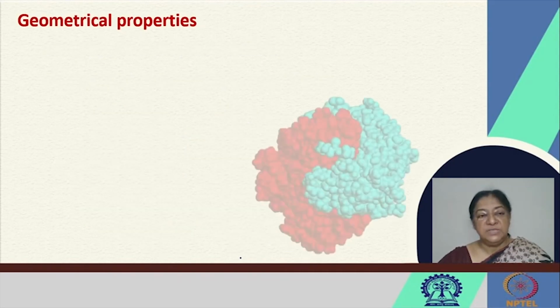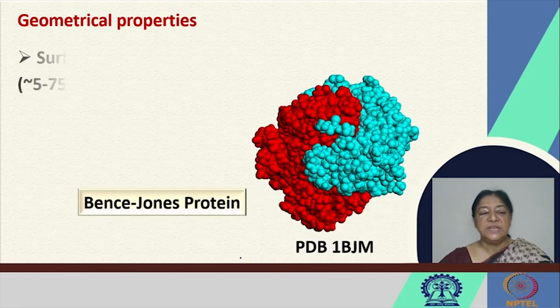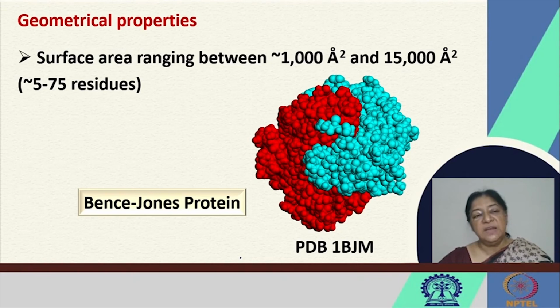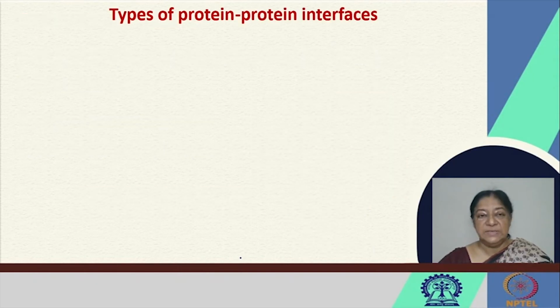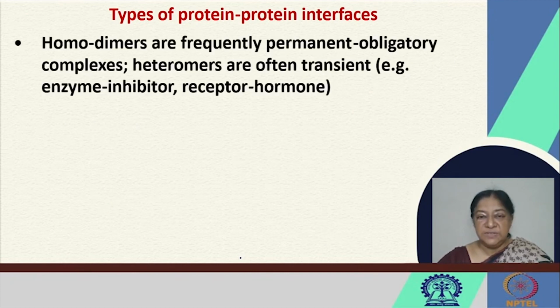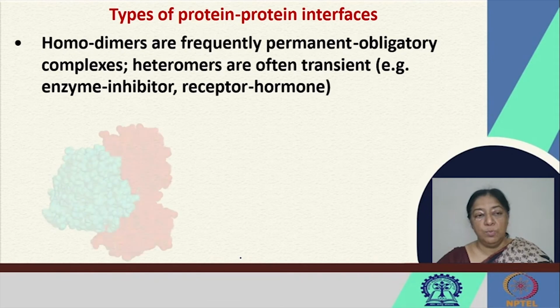The geometrical properties that we have to look at is the specific types of surface area. The surface area can range between 1000 angstrom squared to even 15,000 angstrom squared, covering 5 to 75 residues in the protein. And the interfaces can vary in their geometric complementarity. So if we look at the specific types, they can be homodimers. These are frequent, permanent, obligatory complexes. That means they have an obligation to interact with each other. And heterotrimers are often transient. For example, if we're looking at an enzyme inhibitor type or a receptor hormone type of complex.